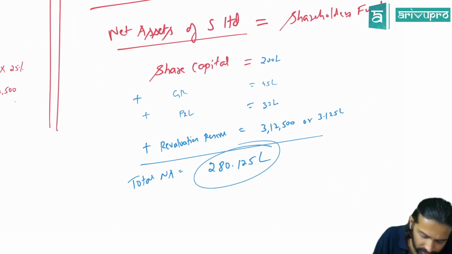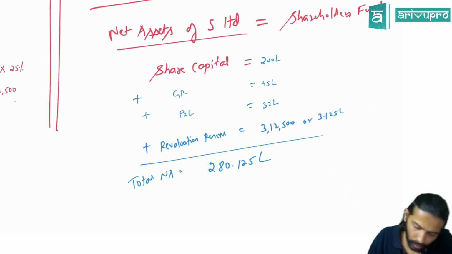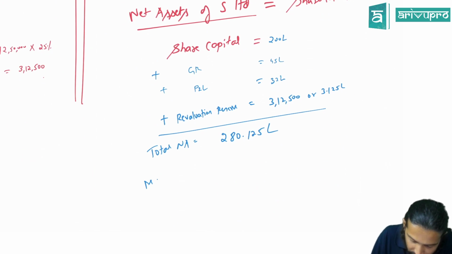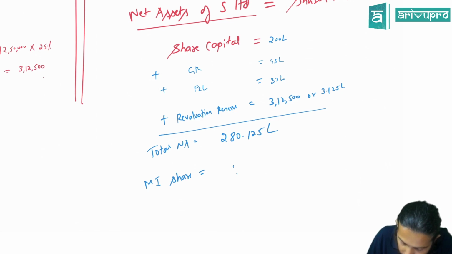Does total net assets belong to anybody? No, minority interest owns only 20% of it. So he has a right over 20% of this. So calculate 20% of this. How much will it be? So the MI's share, minority, not Mumbai Indians, minority interest.